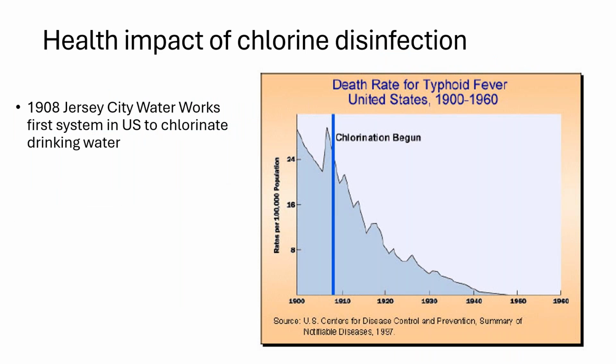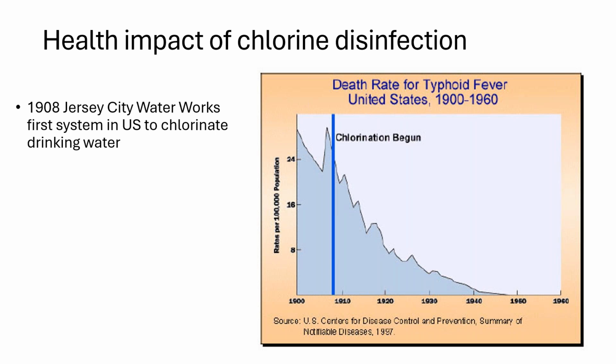Now, chlorine disinfection had a major impact on public health. Back in the US, back in 1908, Jersey City Waterworks was the first to begin chlorinating their water supply. And that was in response to a lot of disease problems that were happening. For example, typhoid was a major concern in a lot of US states. And this graph that you see on your screen, that's not waterborne disease incidences, that's death rates. People were dying, and these are death rates per 100,000 people, 100,000 population.